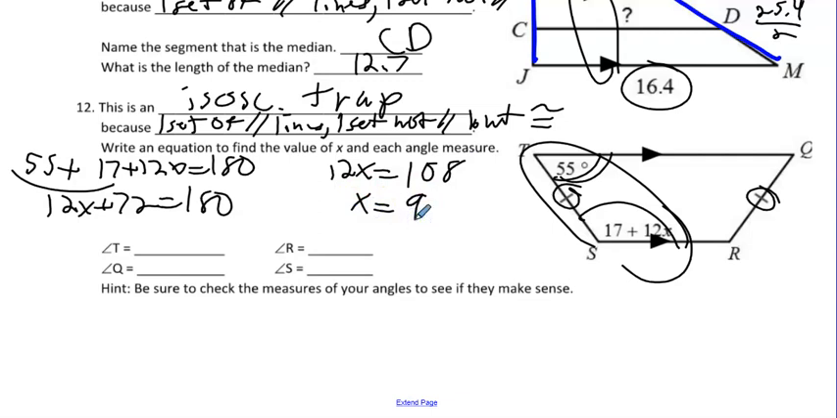Now, T and Q are both 55 because they're base angles. R and S, well, we have two choices. We can do 180 minus 55 or plug 9 in right here. You're going to get the same answer either way, 125.